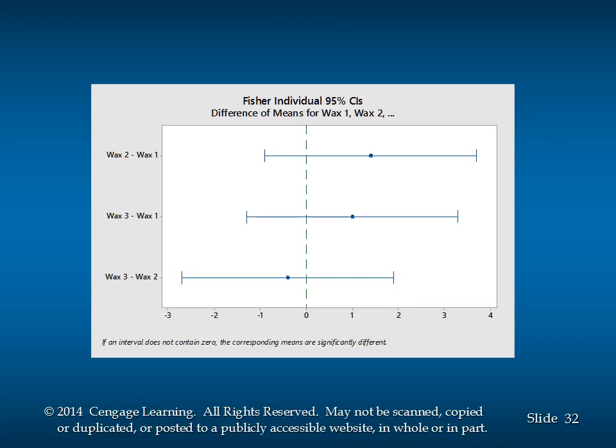Here's another way to look at it. This is the Fisher formula, and you can see that the intersection is still occurring here.